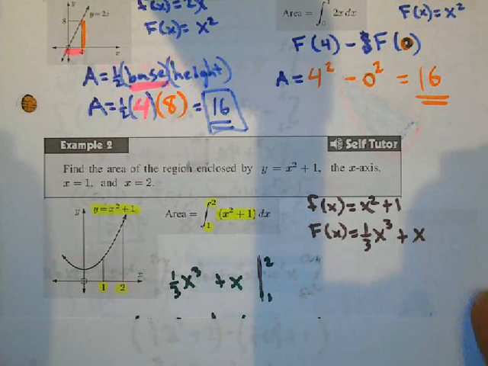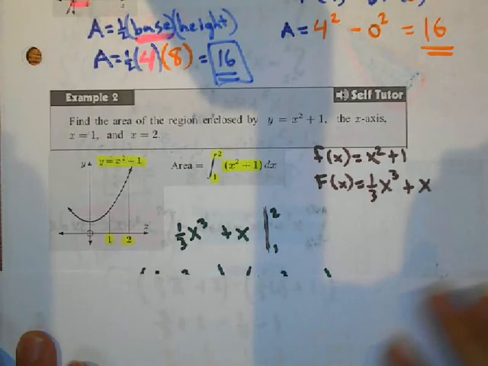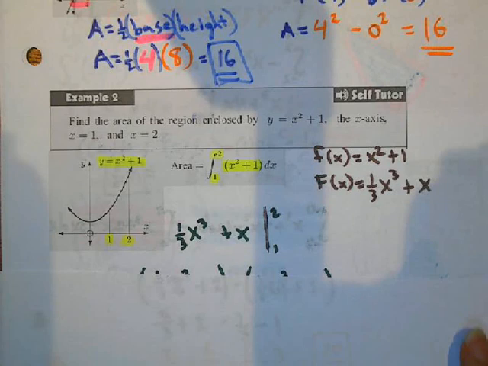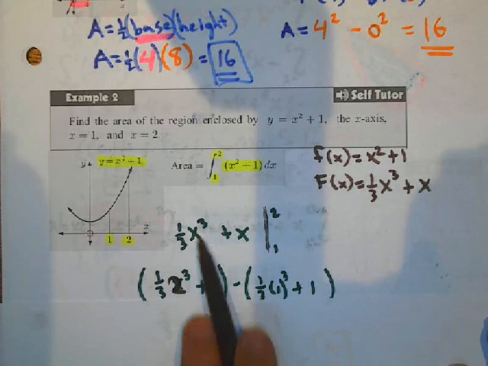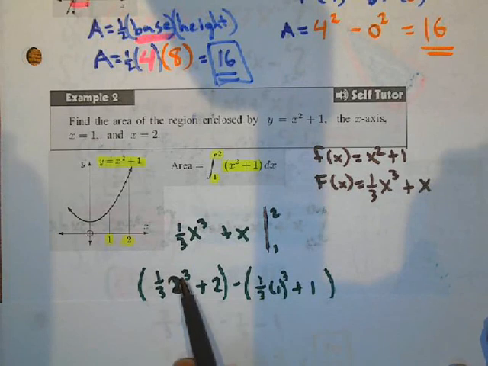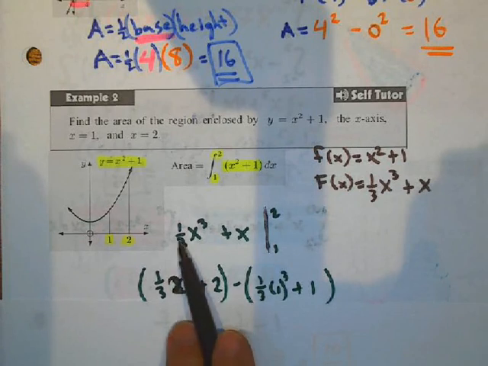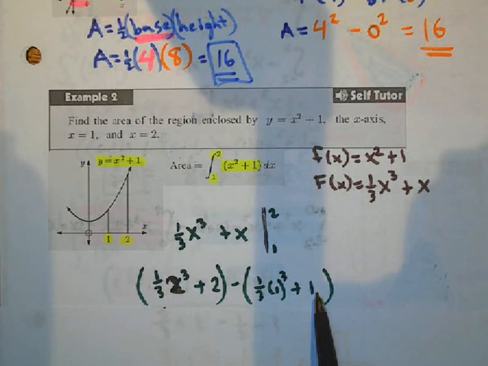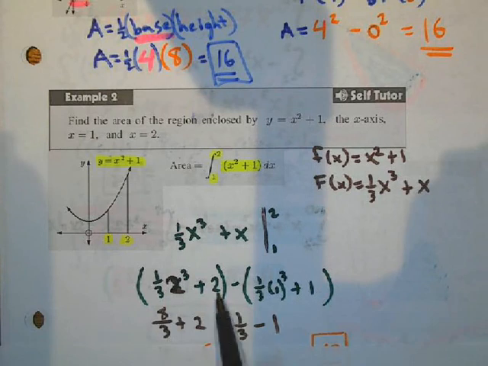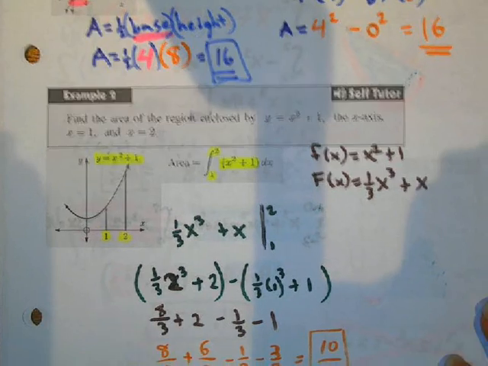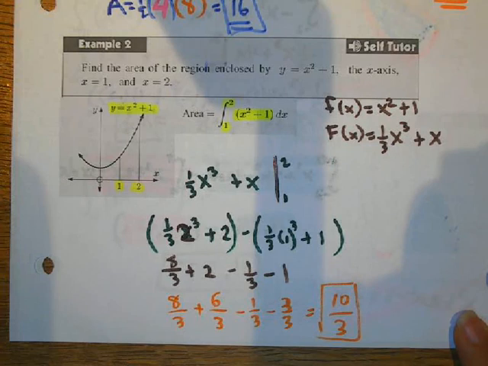If I plug in 2 in place of x, I end up with 1/3 times 2 cubed plus 2, minus, and we plug in 1 for x, so 1/3 times 1 cubed plus 1. Then we end up with 8/3 plus 2 minus 1/3 minus 1, which simplifies to 10/3. You may pause if you need to.